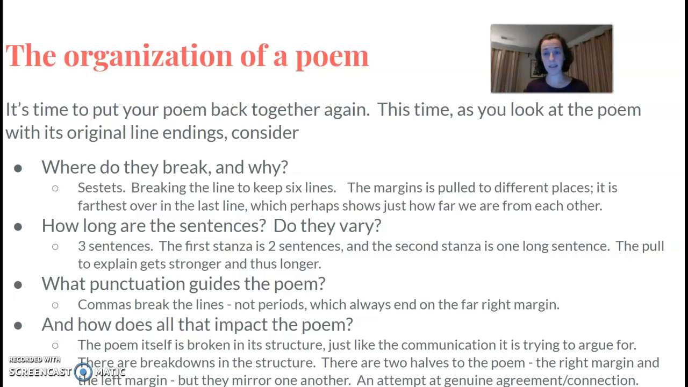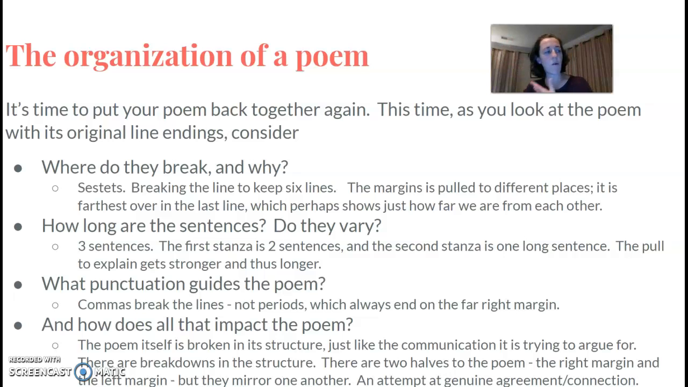There are 2 halves to his poem, the right margin, the left margin, but they do mirror one another. So there is an attempt at a genuine agreement. There is movement here towards that divinity, as he calls it. It's not perfect, but we never will be. All we can do is get closer. I'm thinking of math now and like asymptotes. That's what this poem reminds me of.